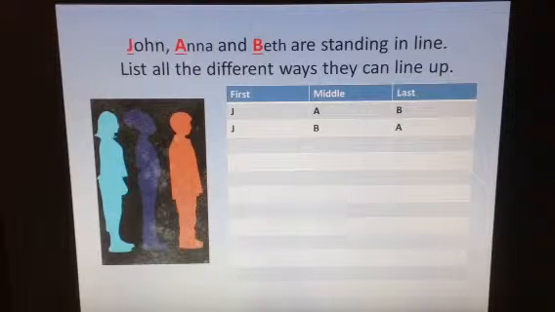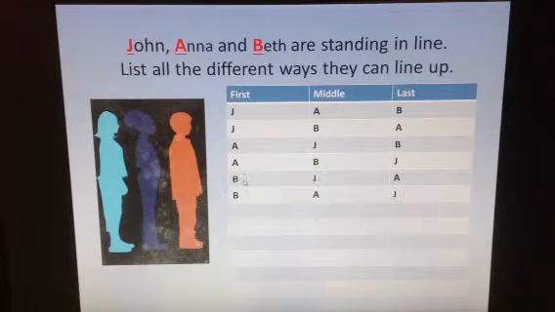He's the first in the list in the question, so for me it makes sense to have him first in line to start. J, A, B is one way they could line up. Another way they could line up, keeping John first, would be J, B, A. What would make sense to go here next? We could put A, Anna, first in line, and then she would be followed by J, John, and then B, Beth. Keeping Anna first in line, we could make Beth middle and John last. Then there's two more rows to add in. What would go here next?